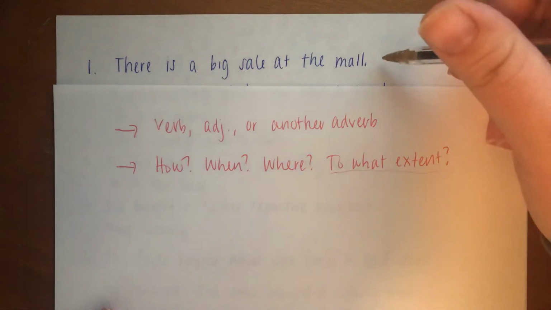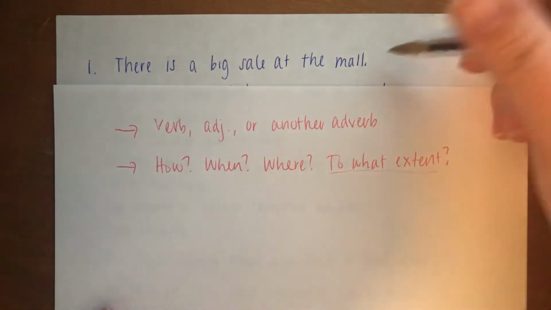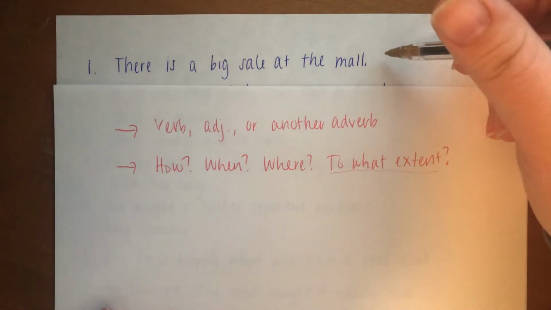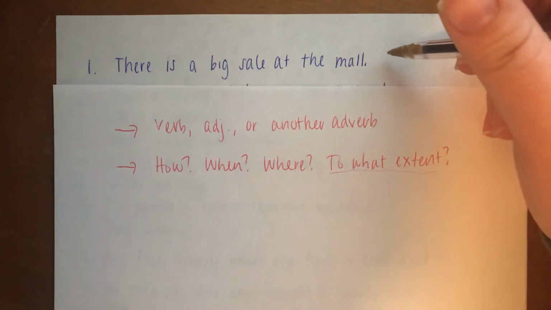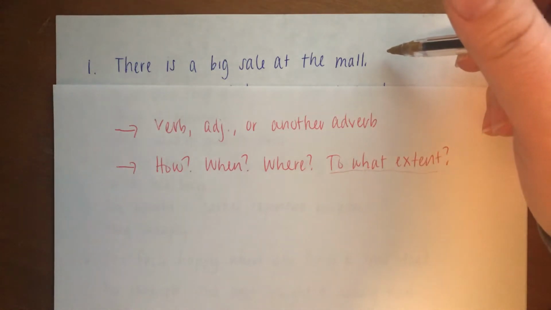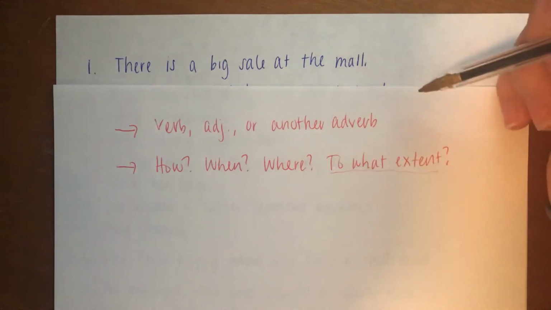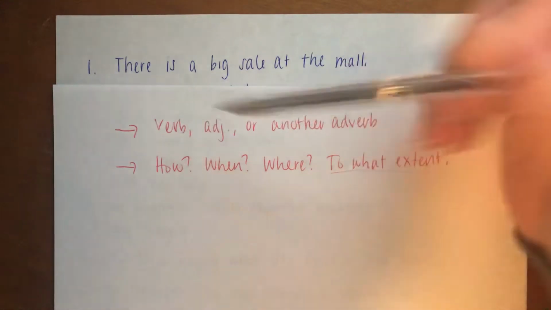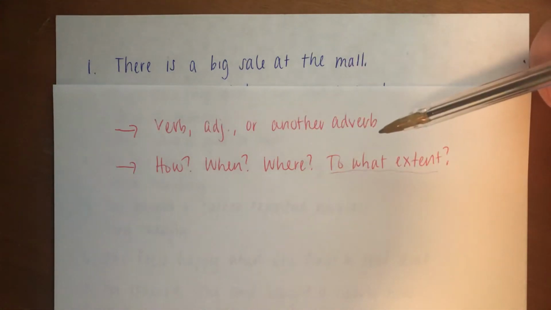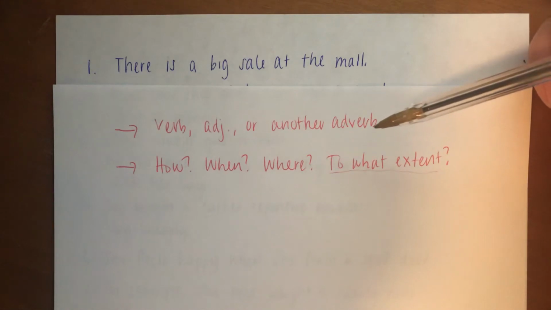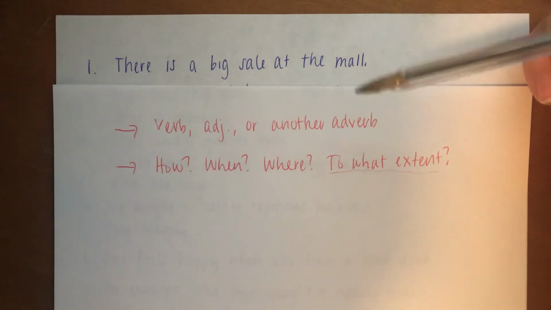Like this first one here. Actually, there isn't an adverb in this one, so there's a hint. The first thing I want you to do when you're looking for an adverb is look for words with ly at the end. That's not always going to be the case, but the first thing you should do is look for a word with ly. This sentence, "There is a big sale at the mall," has 0 words with ly. The second thing you should do is look for the verb. You're looking for an action verb because only action verbs can be modified by an adverb.